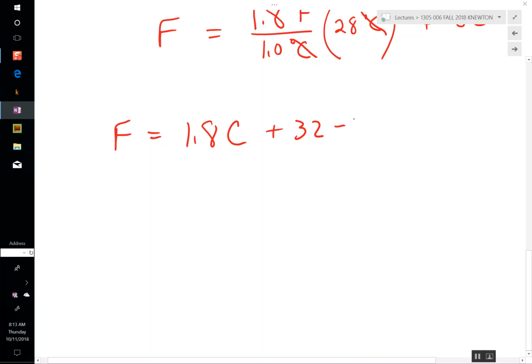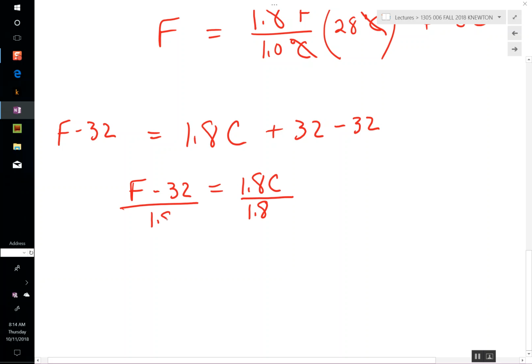So I can take that equation and subtract 32 from it. If I subtract 32 from that side, I need to subtract 32 from the other side, and I maintain my equality. So I have F minus 32 equals 1.8 C. Now I can divide this side of the equation by 1.8, which means I have to divide that side by 1.8.